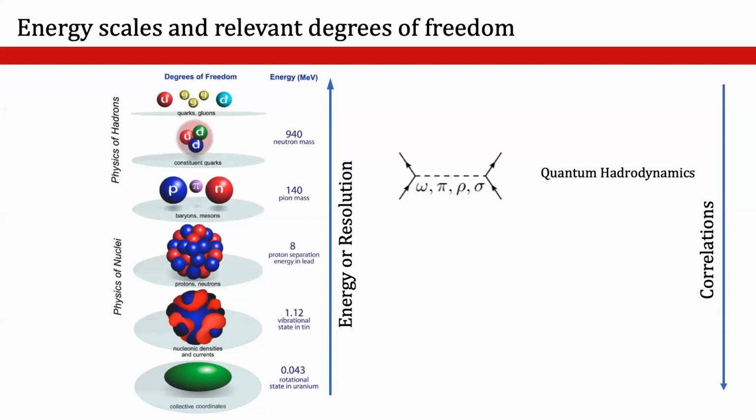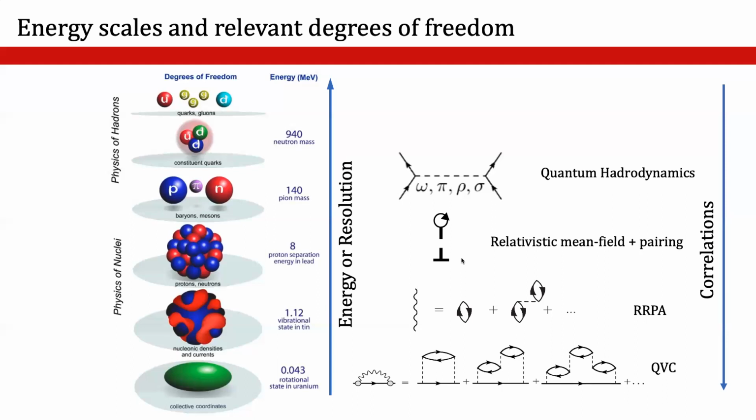Based on the Lagrangian density, we can build the relativistic mean field approximation and consider the pairing force to include superfluid systems. And beyond the mean field, the relativistic random phase approximation, which can include the one-particle one-hole interaction, can be used to calculate the giant resonances. Furthermore, we can consider the quasiparticle vibration coupling to include more correlations. In this talk, I will introduce it.